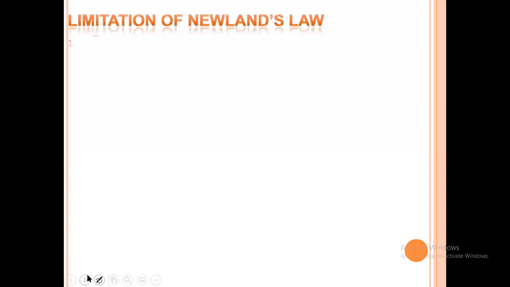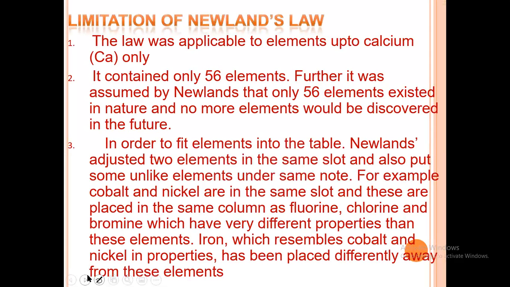Now, what are the limitations of Newlands' law? The law was applicable to elements only up to calcium and it contained only 56 elements. Further, Newlands assumed that only 56 elements existed in nature and no more elements would be discovered in future. In order to fit elements into the table, Newlands adjusted two elements in the same slot and also put some unlike elements under the same note.